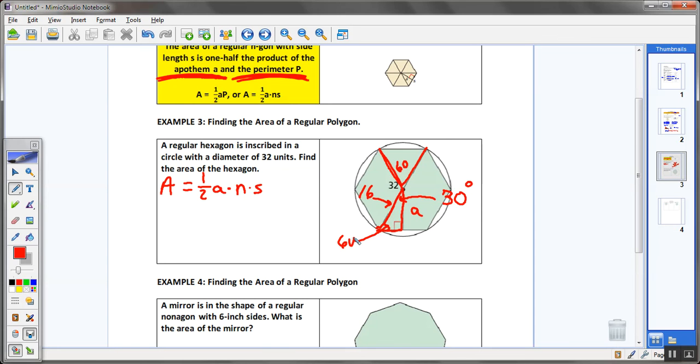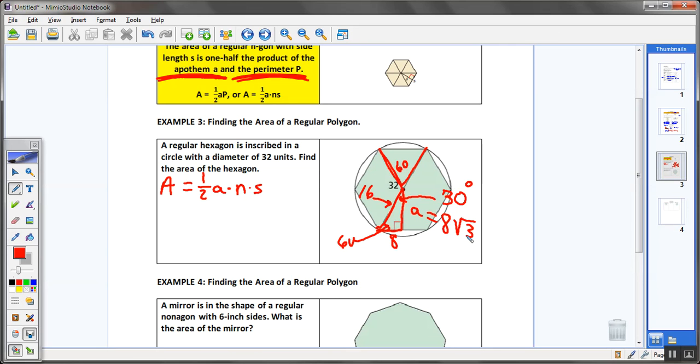60, 90. If the radius is 16, how would this distance relate? Isn't it half of 16? This would be 8. Okay. So my apothem would become 8 times the square root of 3 if you recall 30, 60, 90 stuff. If you didn't recall that, you could have used Pythagorean theorem to find it.